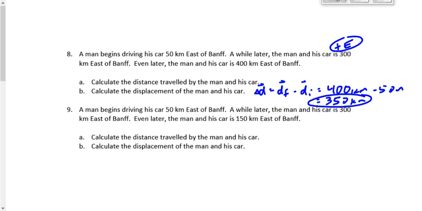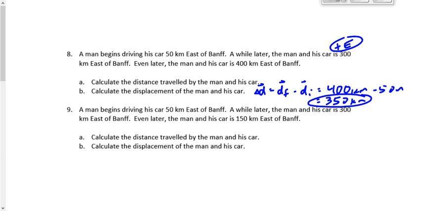I could have started 50 kilometers east of Banff, ended up 400 kilometers east of Banff, and gone to Edmonton in between. I didn't, but I could have, and my displacement would be the same number, right? So it doesn't matter where we go in between. Now the distance is a little bit trickier, although in this case, because we were driving east the entire time, I know my distance would be the same number, right? Has to be the same number.